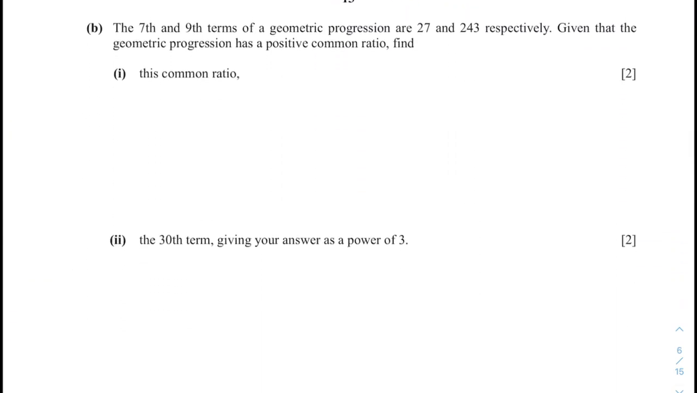Then we move on to the B part. The B part says that the 7th and the 9th terms of a GP are this and that. So find a common ratio, no problem. The 7th would be ar to the power 6, all right, because it's n minus 1. This is 27. And then the 9th would be ar to the power 8, right, is equal to 243.